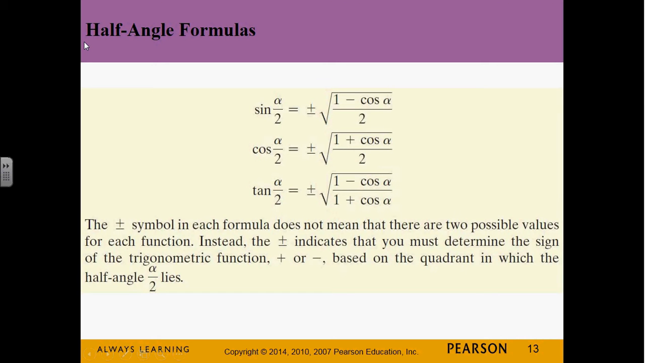All right, so we are going to start today's lecture with the half angle formulas. We did the double angle and power reducing last week. We'll finish up half angles and then we'll do sum to product and product to sum today.